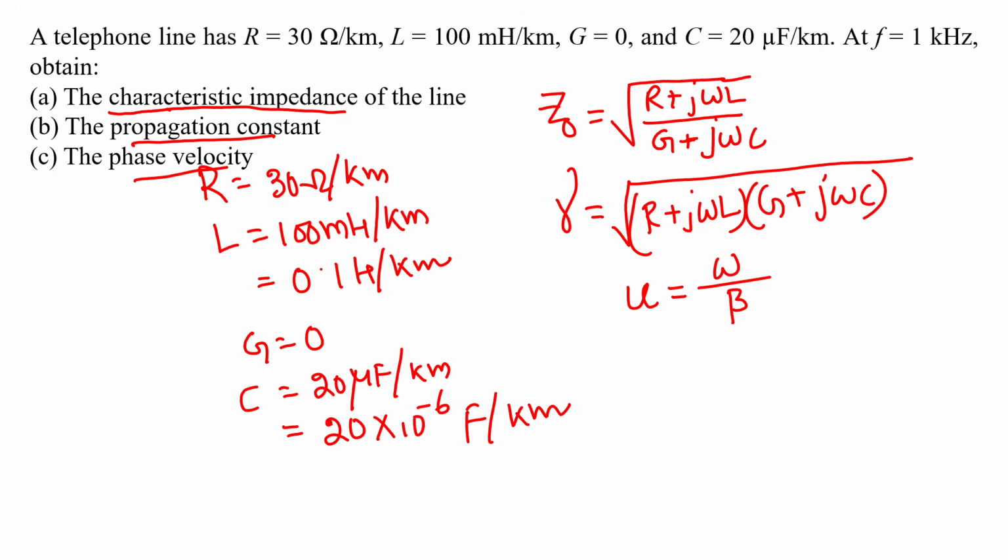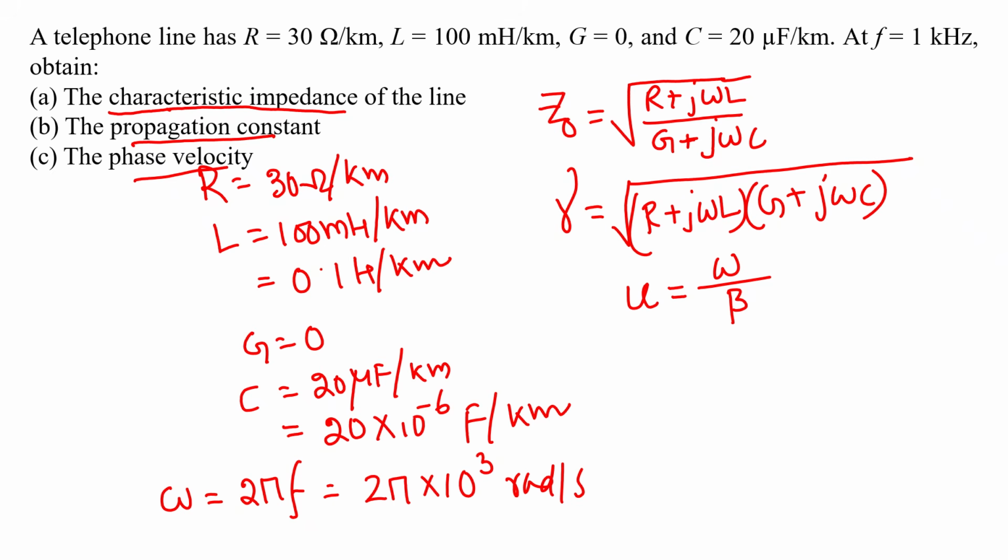Then we need another value which is omega. So omega is nothing but 2 pi f. f is given as 1 kilohertz, so we will convert it into hertz. So omega will be 2 pi into 10 cube radian per second. So this is the value of angular frequency. And yeah, so all these values are given.